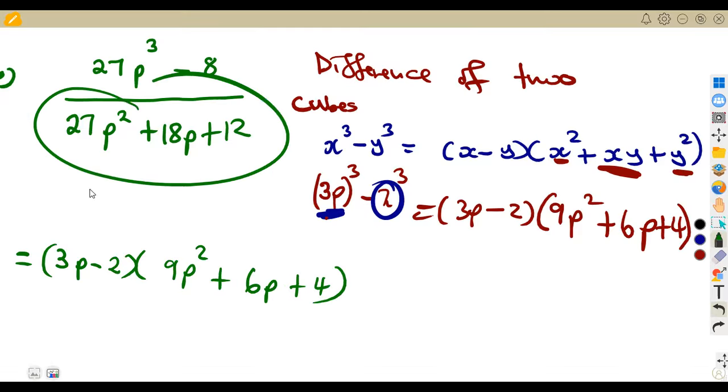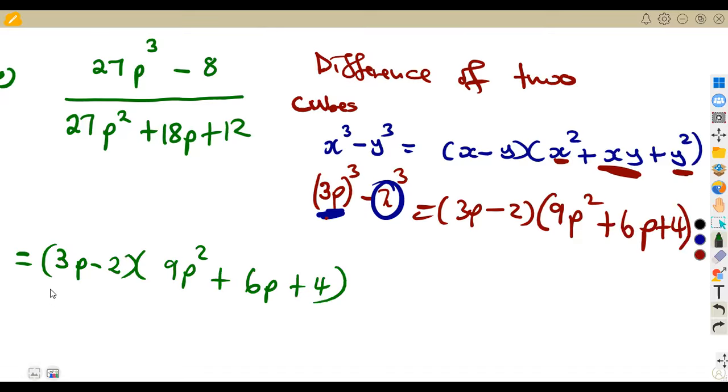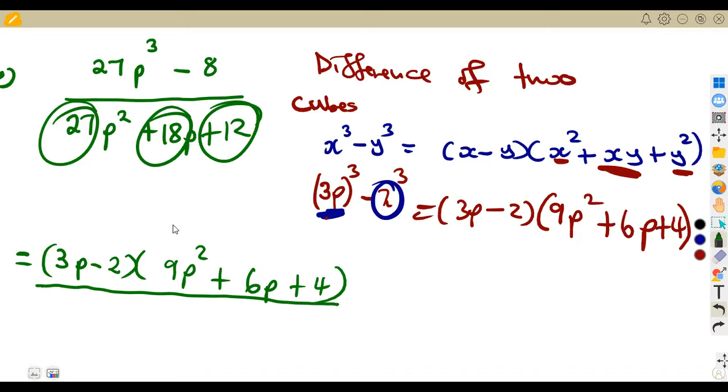All of this is over something, but this also can be factorized, as we can see, checking throughout these terms. We have 27, 18, and 12. There is a highest common factor between these numbers, which is 3.